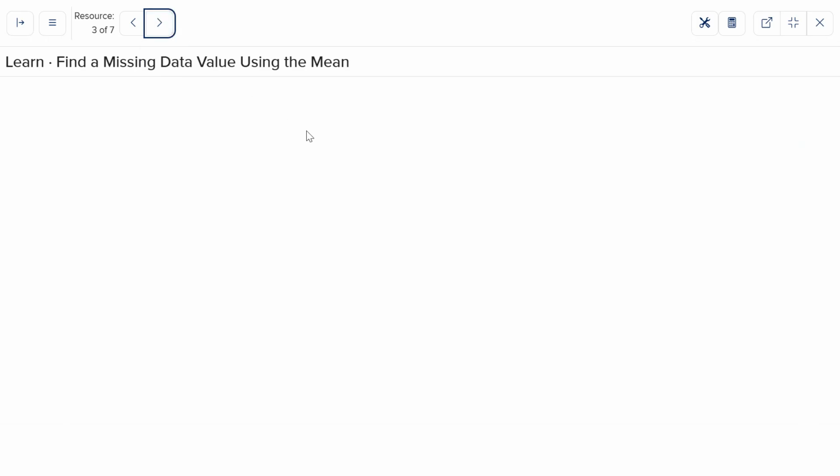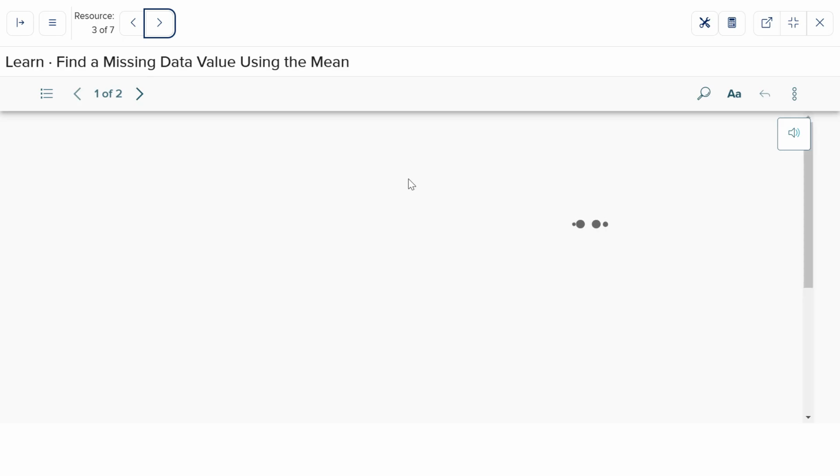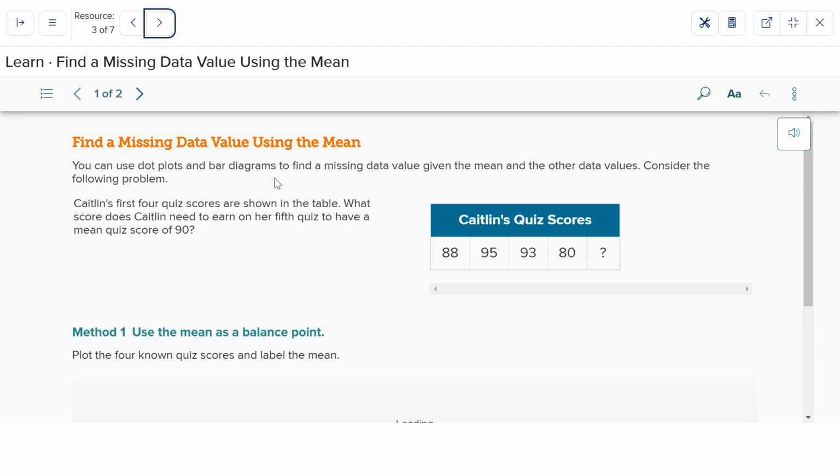So how to find a missing data value using the mean. So this is going to be like there's one thing missing, but we already know the mean. So you can use a dot plot and a bar diagram to find the missing data value given the mean and other data values. So consider the following problem.